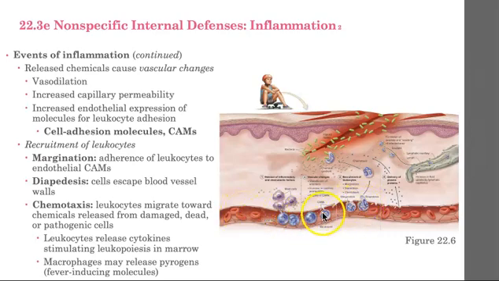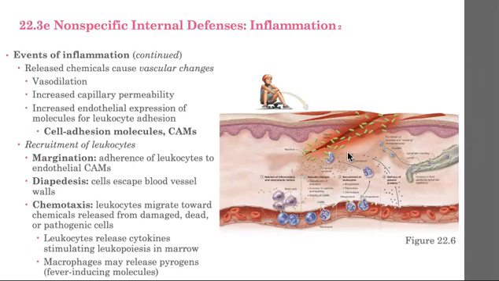The leukocytes will slow down, and eventually they will find a gap here between the endothelial cells and start going through the process of margination, and that is going to allow the white blood cell to go through a process called diapedesis, where it escapes the blood vessel and makes its way into the tissues. Now these white blood cells know where to go because of chemotaxis. They migrate toward these chemicals that are released from the damaged, dead, or pathogenic cells.